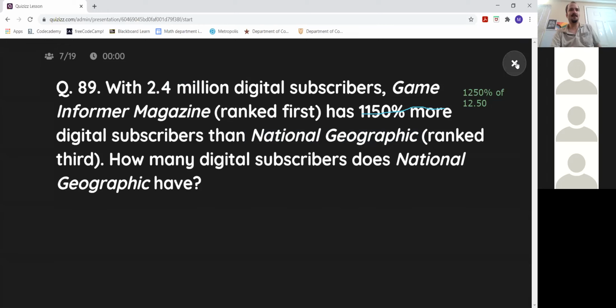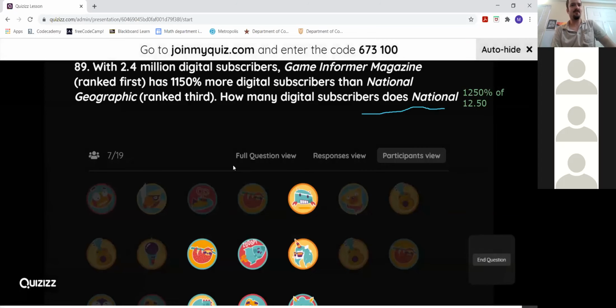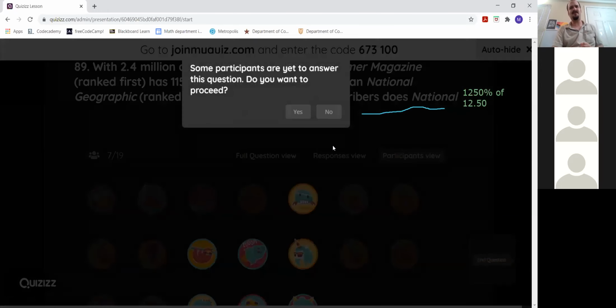Does that make sense? This is going up 1150%, 1250% of. So we have to go back and add one of these to it, basically. But it's easier to find out with the "of" vocabulary than it is the "more than," because we know "of" just means multiplying. It's easier to throw it into a formula then. So if we divide them, I think we get 0.192.